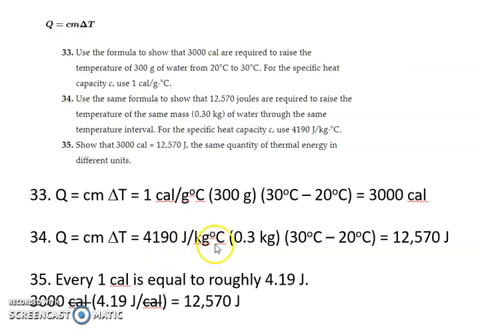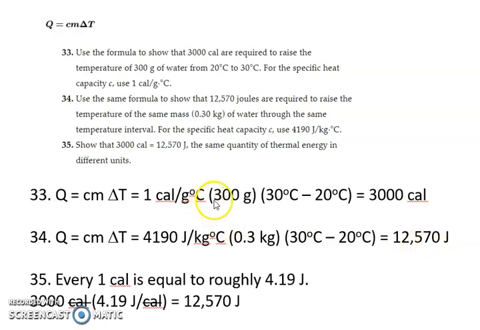4,190 joules per kilogram degree Celsius. We multiply it by our mass in kilograms, so you have 0.3 kilograms, and the same temperature change, 30 degrees Celsius minus 20 degrees Celsius, and we'll end up with 12,570 joules.